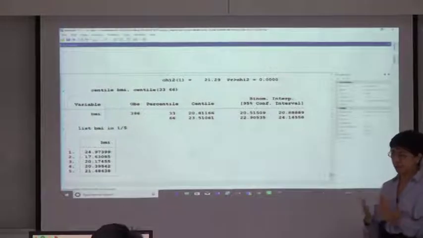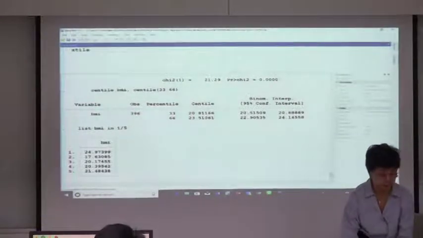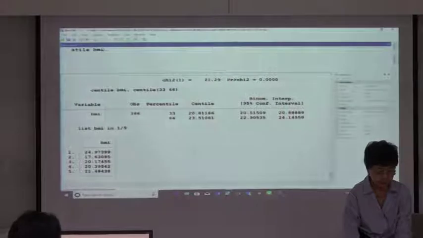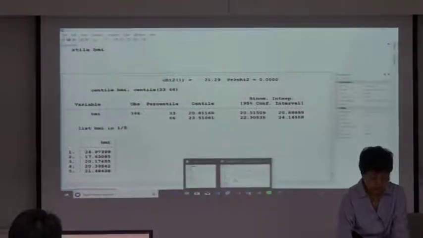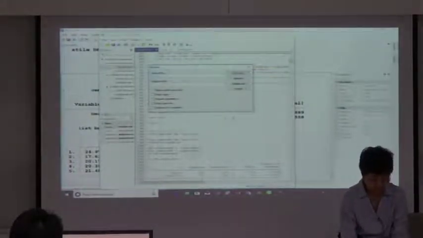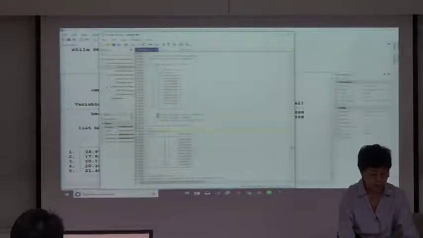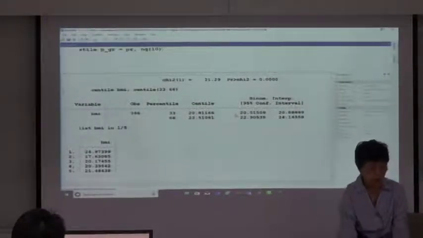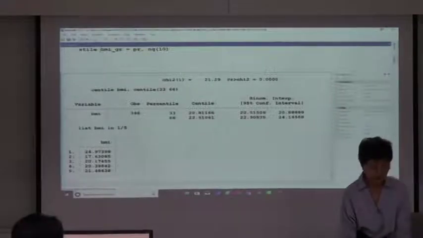You can use generate command about 3 or 4 times, but we want to use xtile command. Let me take a look at the command. There are two commands. We call xtile and pctile. So the command here that we're going to generate is BMIGR equal BMI.